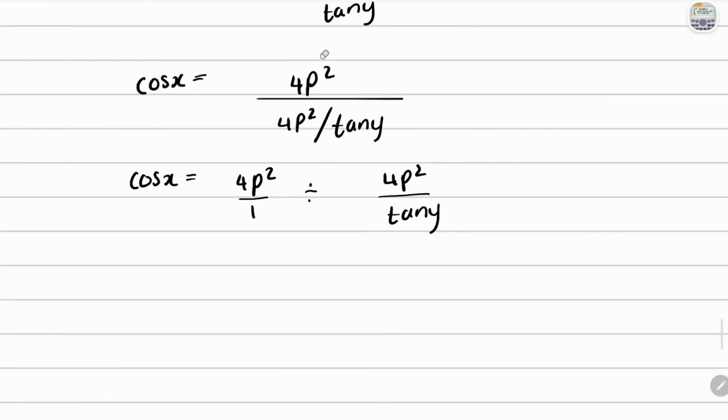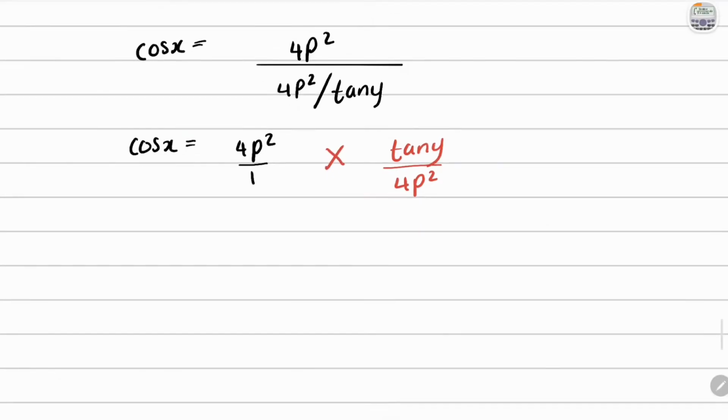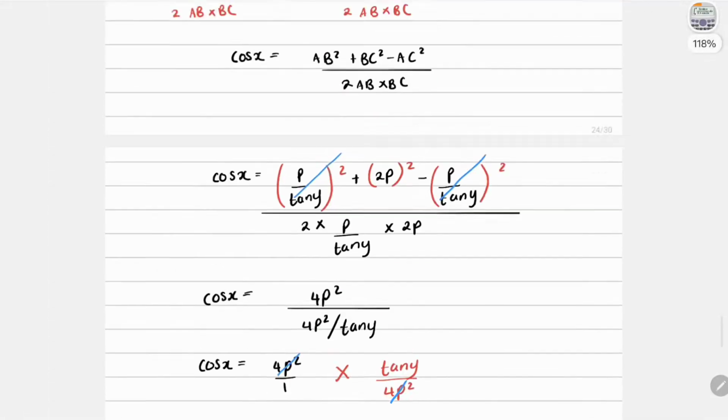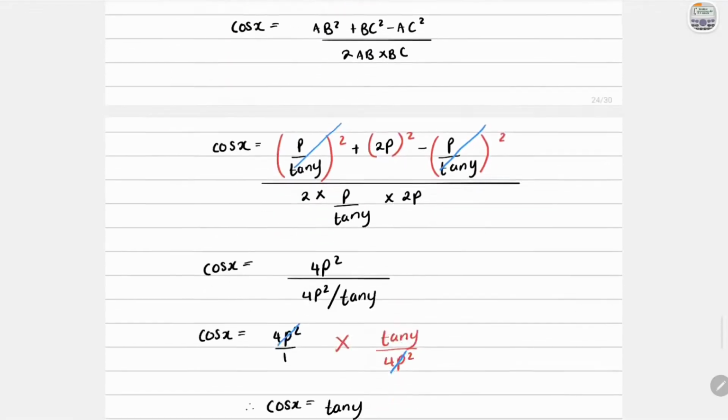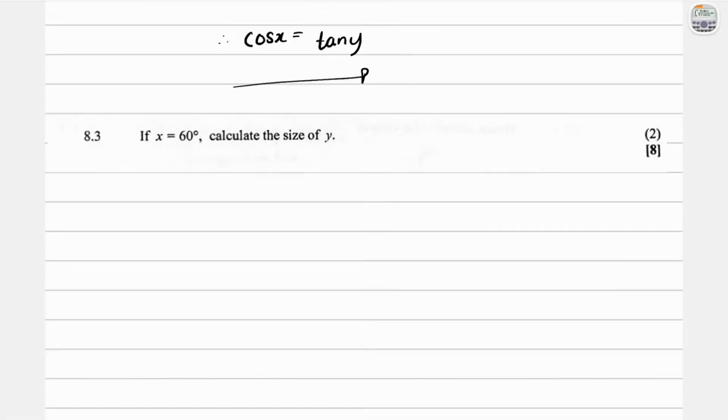Now, when you're dividing by a fraction, you can do something called tip and times. So you tip this, meaning swap the numerator and denominator. It becomes tan y over 4P squared. And then you change the division to a multiplication. So you see here 4P squared and 4P squared cancel. And then you're just left with cos x is finally equal to tan y, because it's just over 1. There we go. Okay, so that is it for that question. Moving on to the next question.